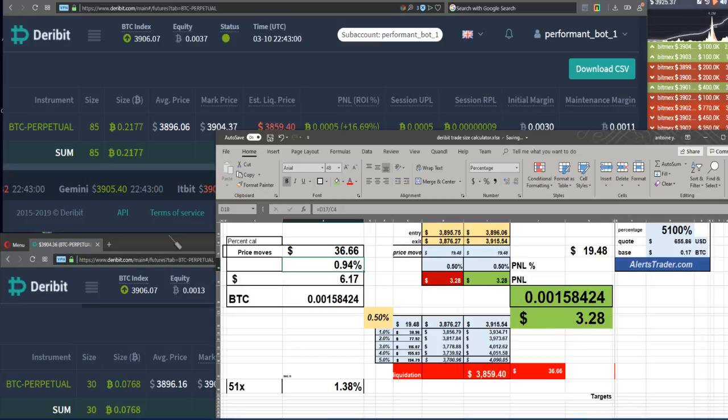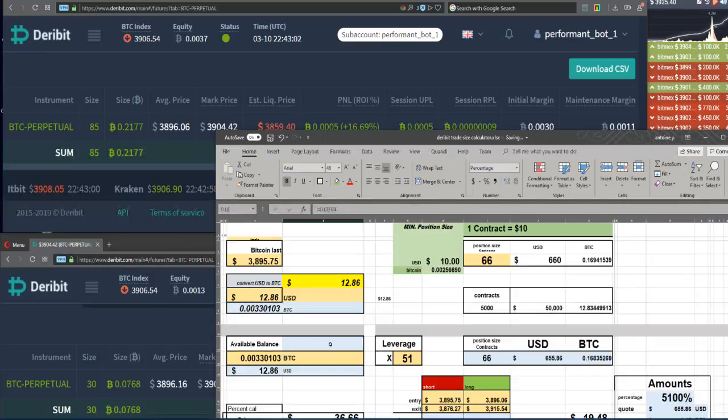With 85 contracts, I don't know how much leverage that is. So 55, 60, 70, 65, 66 times leverage. Yep, 66 times leverage is on.